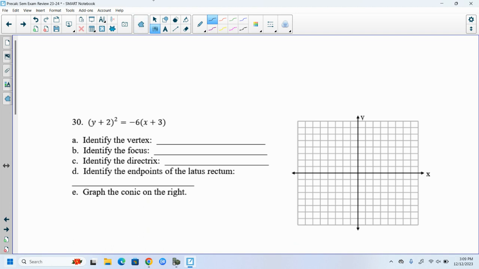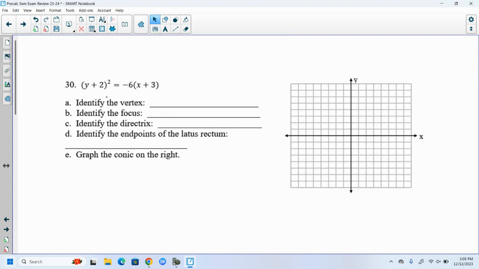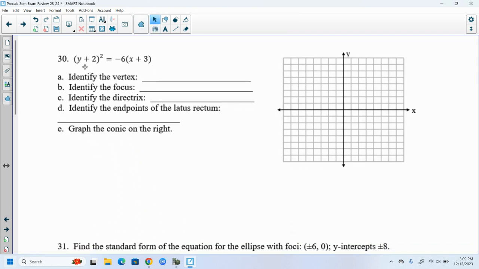Okay, now number 30 and then 31. All right, by this equation, you just got the left side squared, and we got this negative 6. This is going to be a parabola. When the y is being squared, the parabola opens up either left or right based upon that number in front. If the number in front is negative, that a value is negative, it's going to open up left. So we got to make sure we get that.